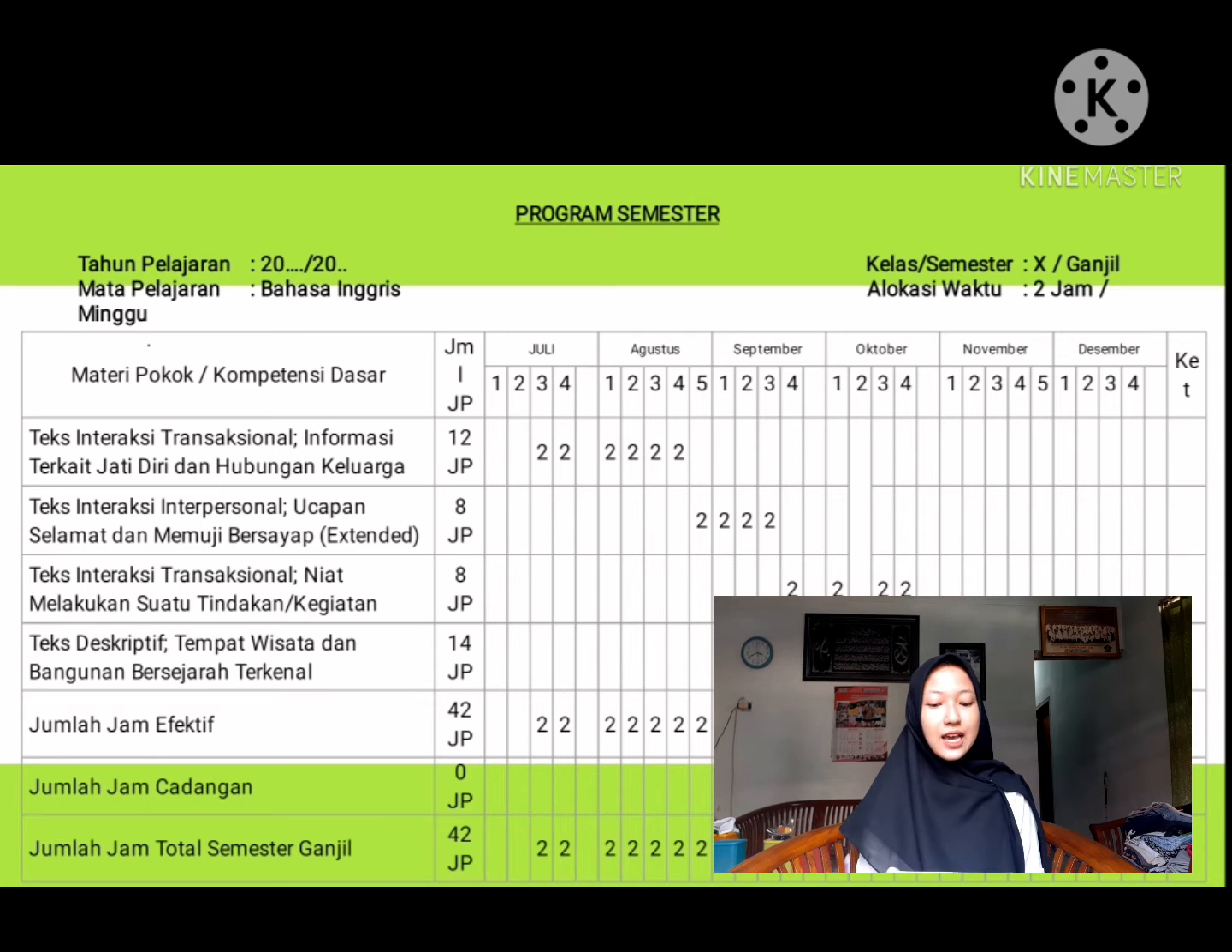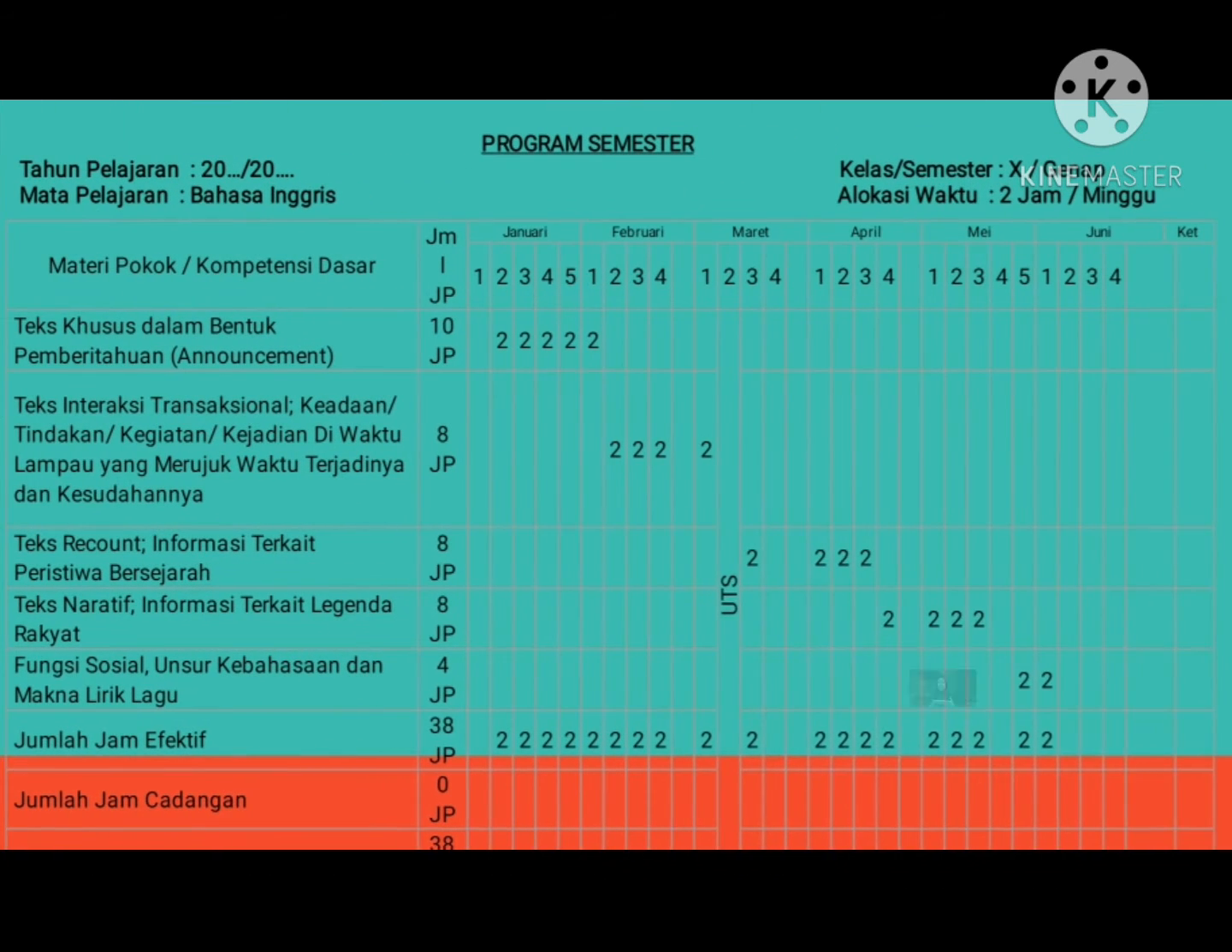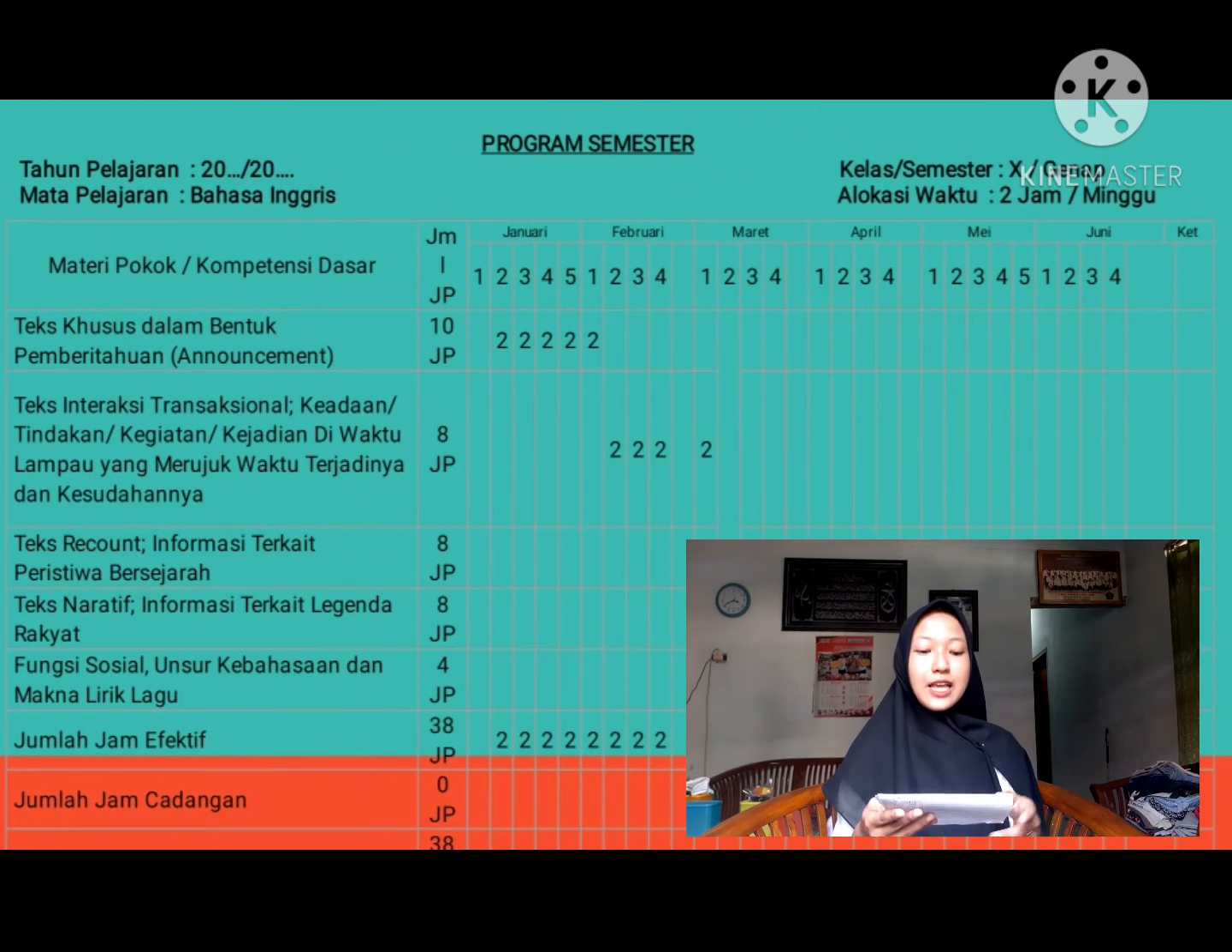So you can see an example of Promes. This is an example of Promes for the first semester. In this example, there are 6 months and each month there are several meetings for each basic competency. And this is an example of Promes for the second semester. In this example, it is the same as the first semester, see the preliminary note.